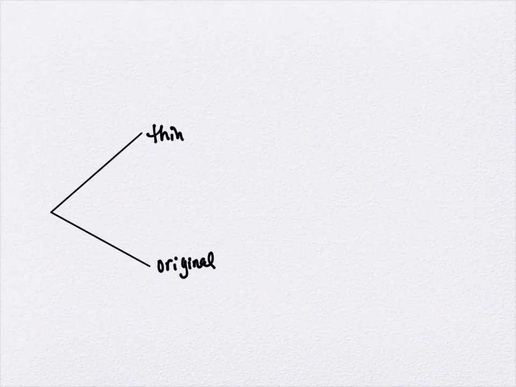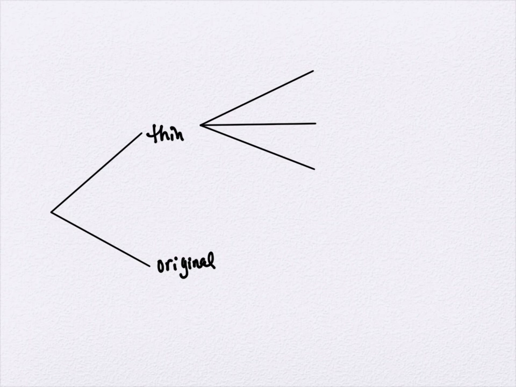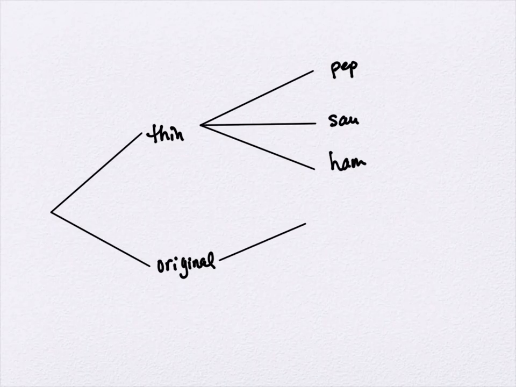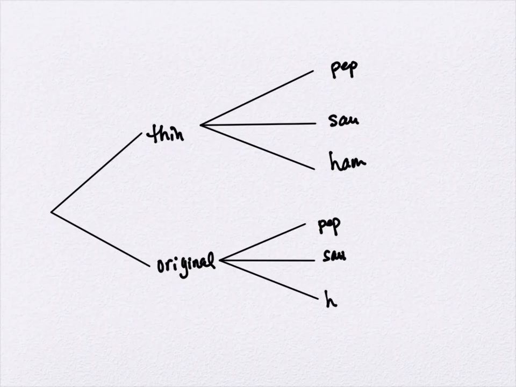And then once we choose the pizza crust, let's say for the moment we chose a thin pizza crust, then we have 3 more choices, right? What are my choices? Pepperoni, sausage, and ham, I'll abbreviate. But we have those same 3 choices if I choose an original crust, right? So down here as well, I have pepperoni, sausage, and ham.